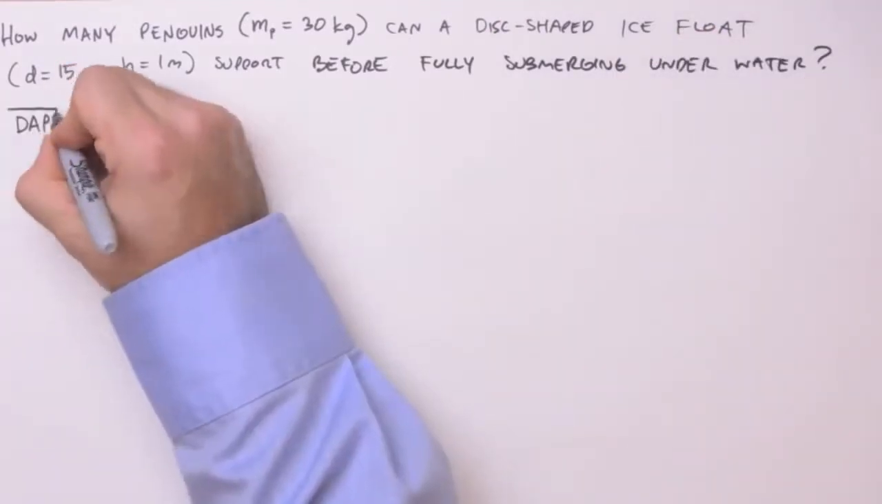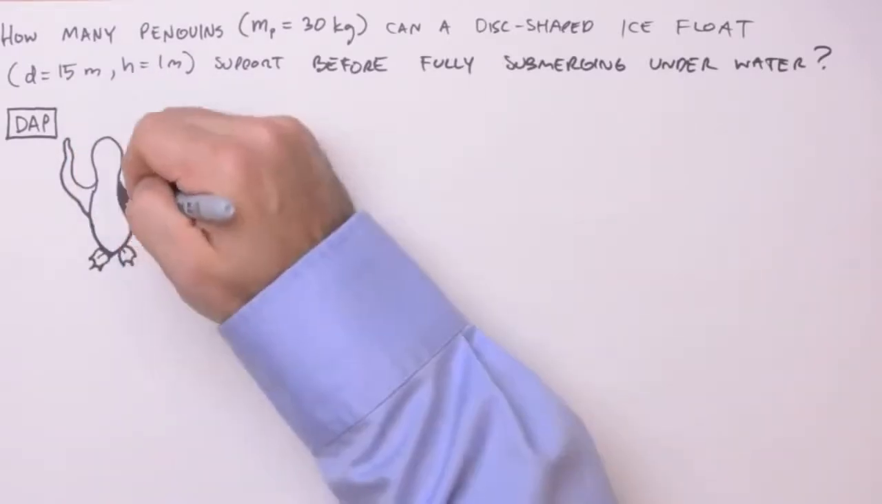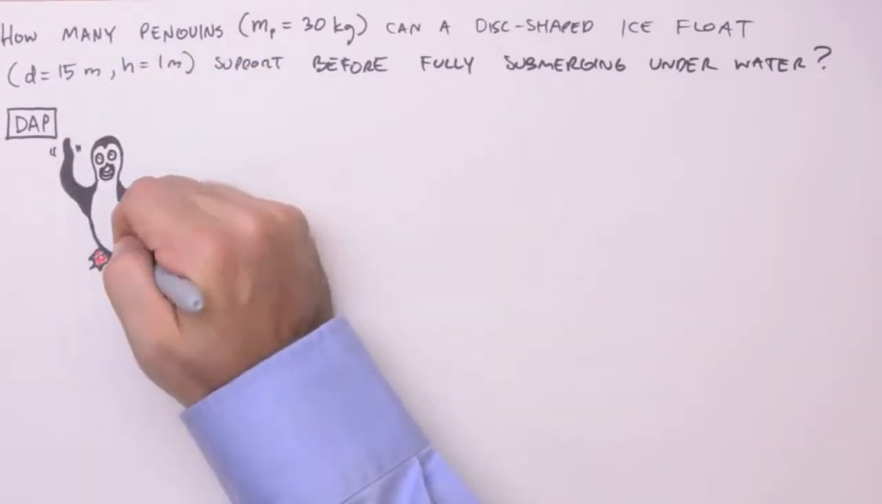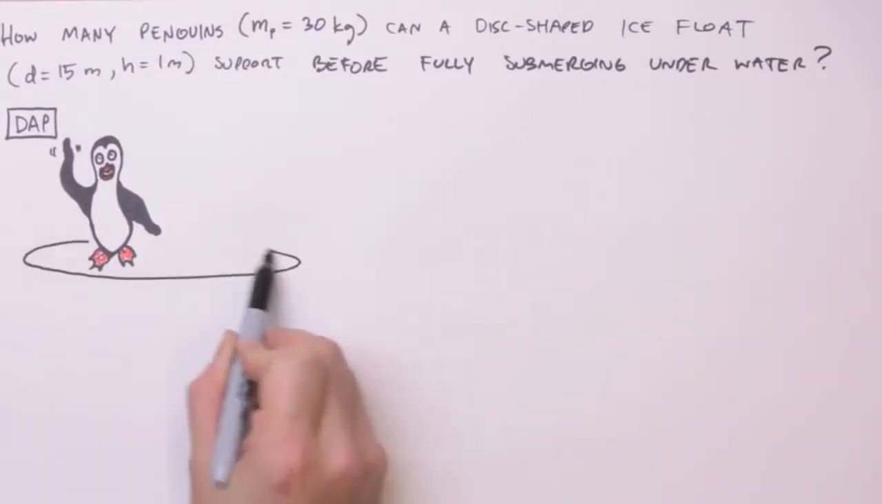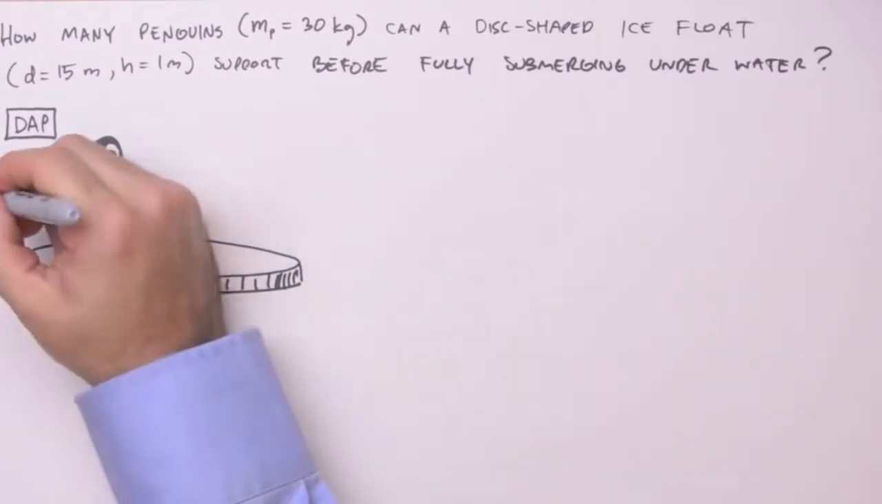As always, we start by drawing a picture. I'm going to draw a single penguin just because this one took so long to draw. And yes, I did look up how to draw a penguin on YouTube. This penguin is standing atop a disc-shaped ice float somewhere in the water, so I'll draw some water here as well.